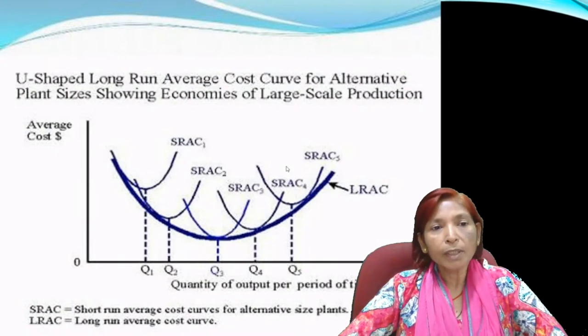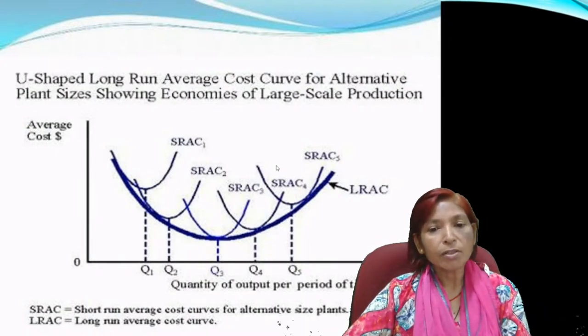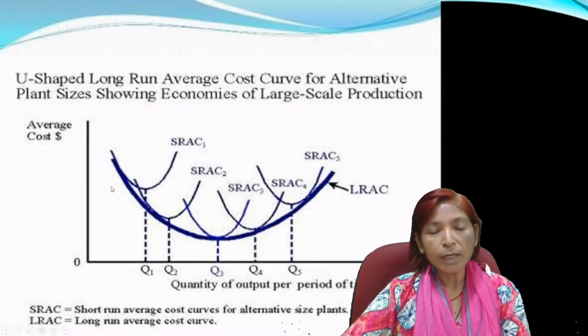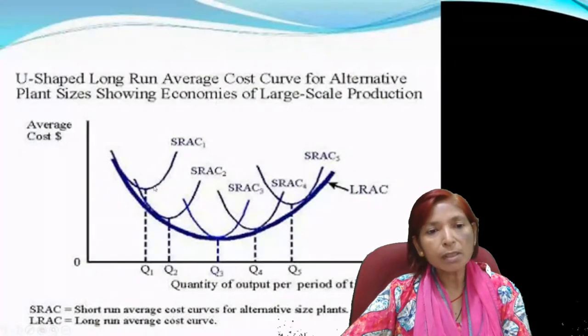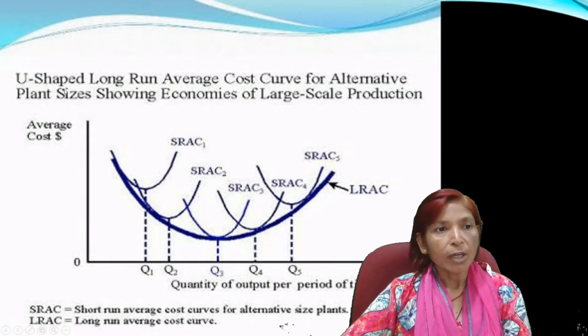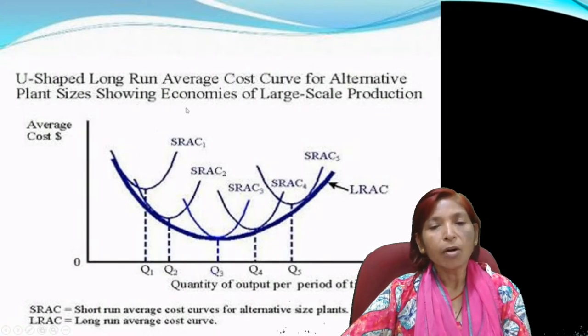So the long run average cost curve is always a U-shaped curve, and it always touches all these short run average cost curves at their lowest points. U-shaped long run average cost curve for alternative plant sizes showing economies of large scale production.